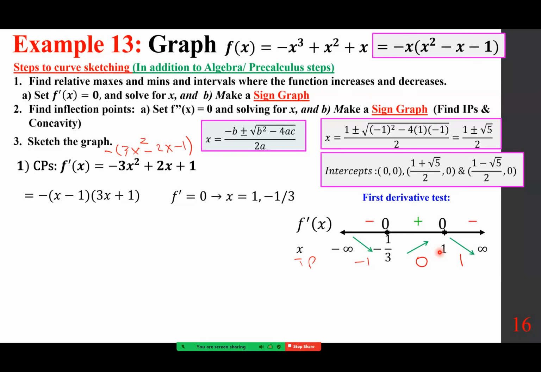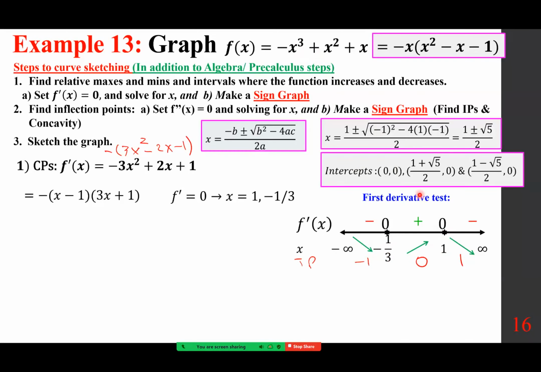Then we have a local min and a local max. Because it's changing from decreasing to increasing, we have a local min here. You have to put it back into the original function to find both coordinates. And because it's increasing and then decreasing at this point, we have a local max. We have to plug it into this to find it.